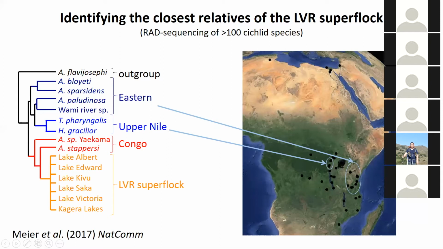But when I tested if this phylogeny is a good representation of the ancestry of the Lake Victoria region superflock, I found that this entire superflock has parts of the ancestral variation derived from the Upper Nile lineage. So when I test for hybridization, I find a very strong signal with both of these Upper Nile representatives.